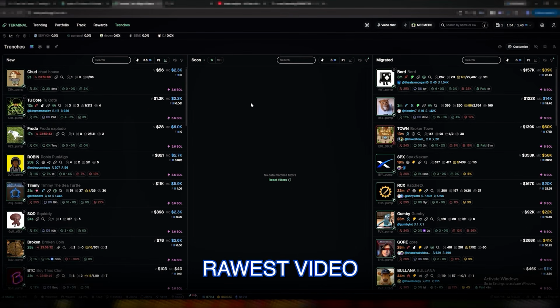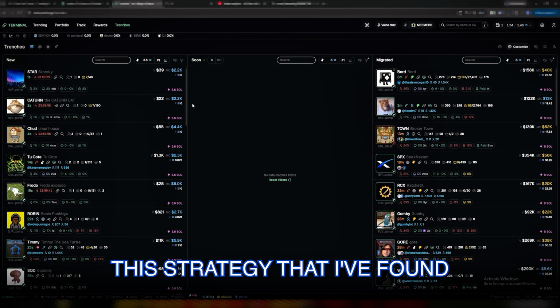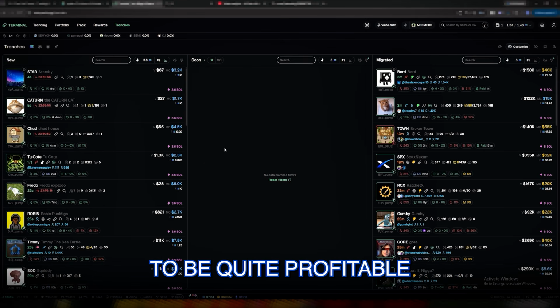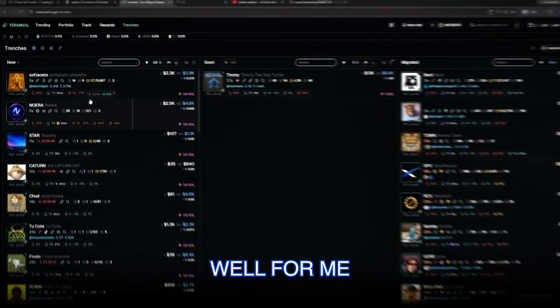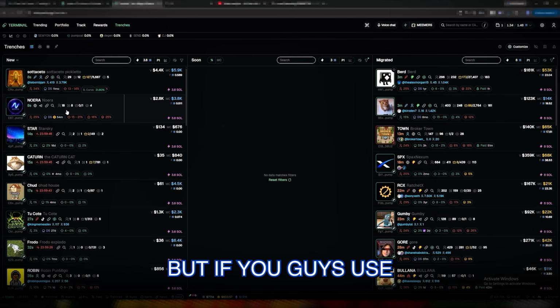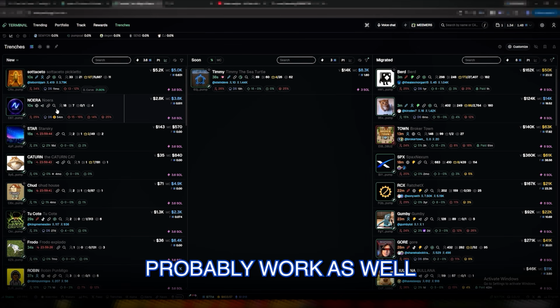Today, we're just going to keep it a raw video, and I'm really going to decipher this strategy that I've found to be quite profitable. Getting straight into it, I use Terminal to trade. So these filters work well for me on the Terminal platform, but if you guys use a different platform, it'll probably work as well.